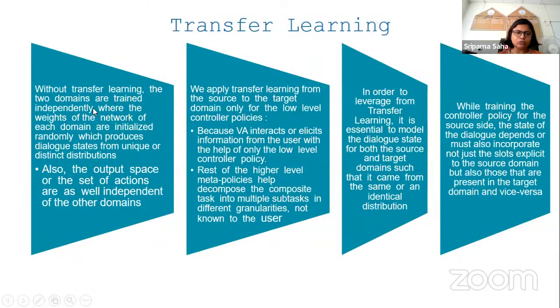Without transfer learning, the two domains are trained independently, where the weights of the network of each domain are initialized randomly, which produces dialog states from unique or distinct distributions. Also, the output space of the set of actions is independent of the other domains. So we apply transfer learning from the source to the target domain only for the lower level controller policies, because the virtual agent elicits information from the user with the help of only the lower level controller policy. The higher level meta policies help decompose the composite task into multiple subtasks in different granularities not known to the user. So basically, we are using the transfer learning concept.